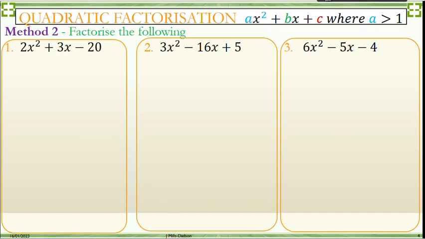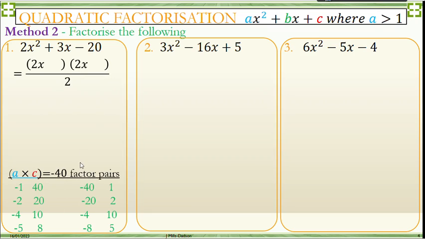The second method works similarly to the situation where a is equal to 1. So we start by first listing our factor pairs for, remember, 2 times negative 20. That one is for both methods. So you have factor pairs here. You multiply the constant by the coefficient of x squared.